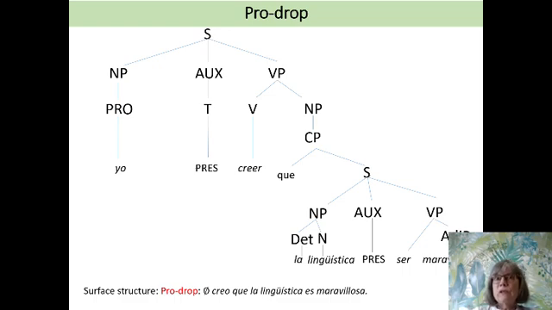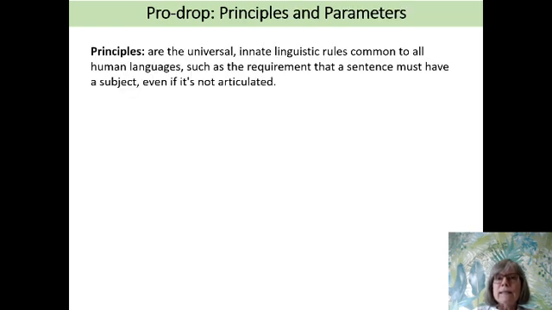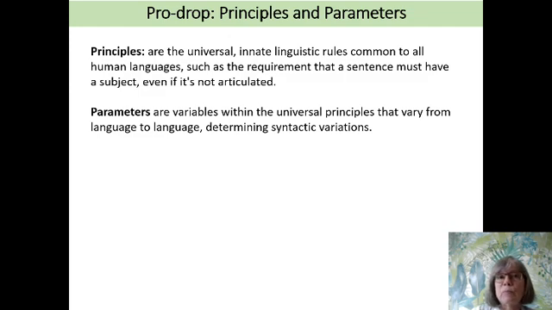Now, there have been people who disagree with it. They think English is a pro-add language because so many languages drop the pronoun. And so this goes to a later notion in generative grammar of principles and parameters. So principles are universal innate linguistic rules common to all human languages, such as a requirement that a sentence must have a subject even if it's not articulated. I mean, the idea is there that whenever you have a verb, there is somebody who's carrying out the action of the verb, even if it's not articulated specifically with a pronoun.